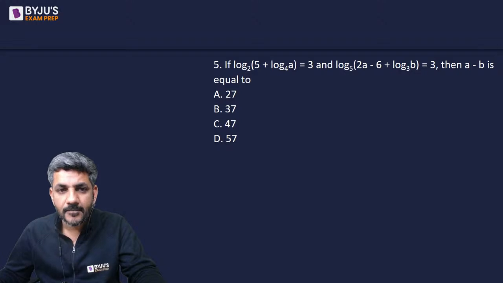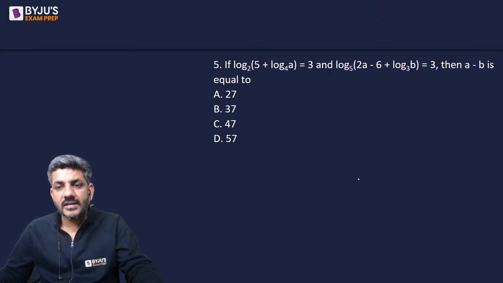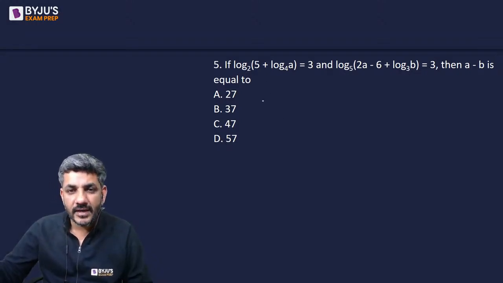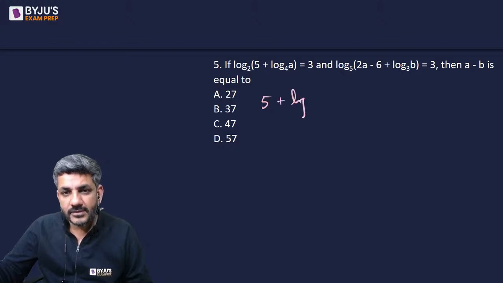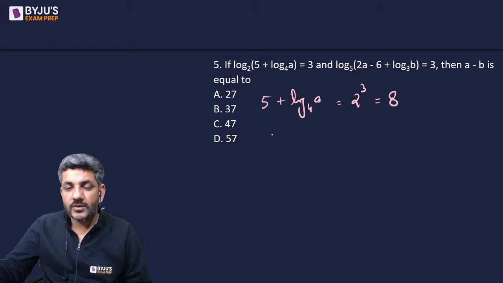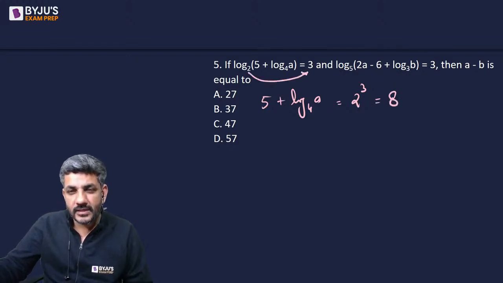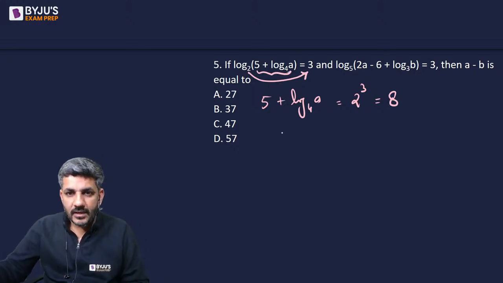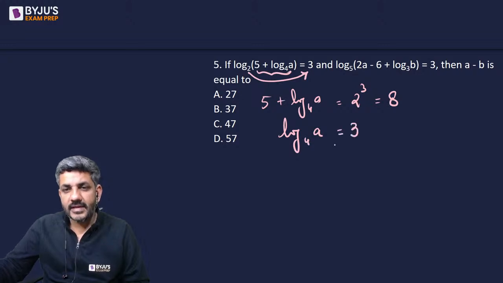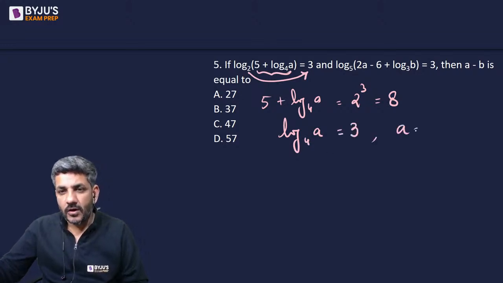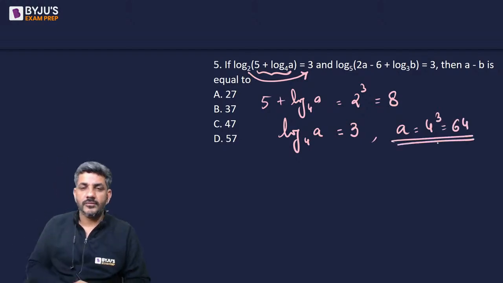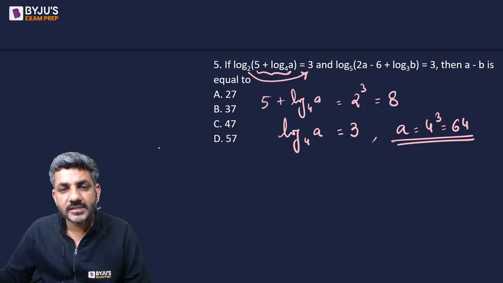Let's have a look at this. He says log of something is equal to 3. By definition of log, can I say 5 plus log a to the base 4 is 2 to the power 3, that is equal to 8. Take 5 on the other side, it becomes log of a to the base 4 is 8 minus 5, that is 3, or a is equal to 4 to the power 3, which is equal to 64. So a has become 64.